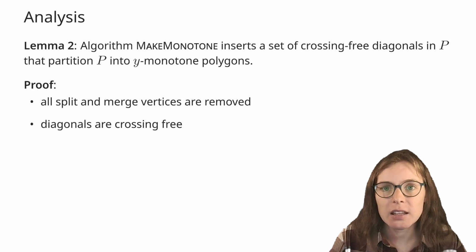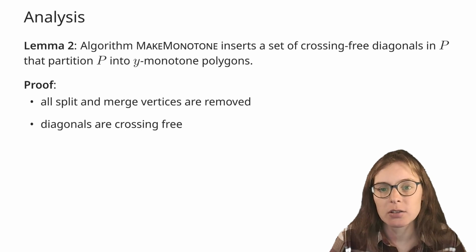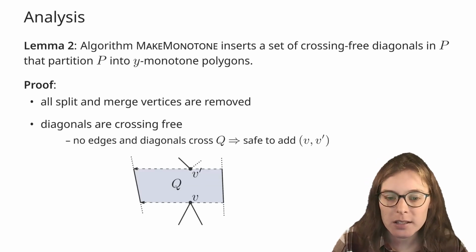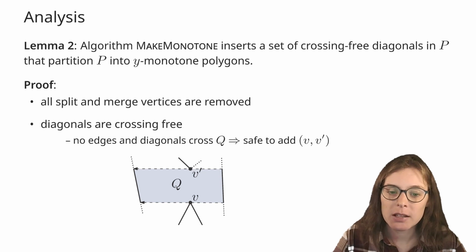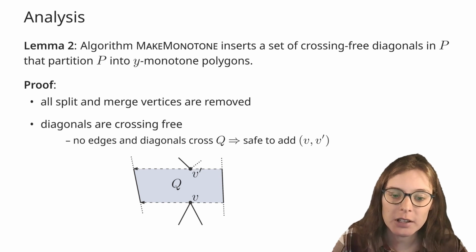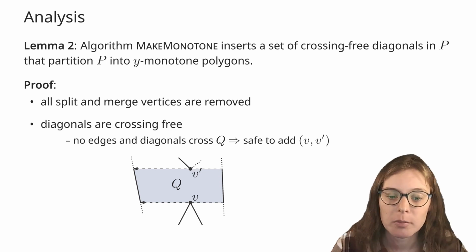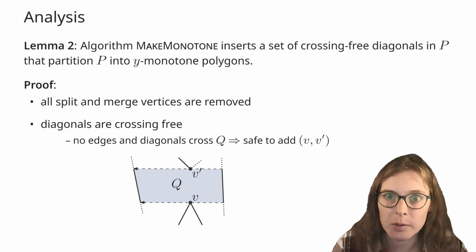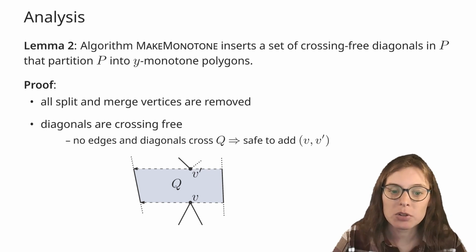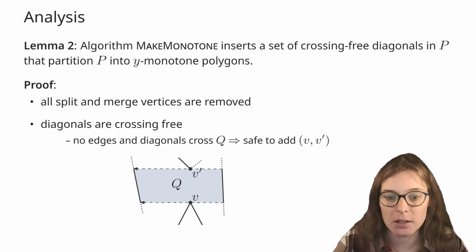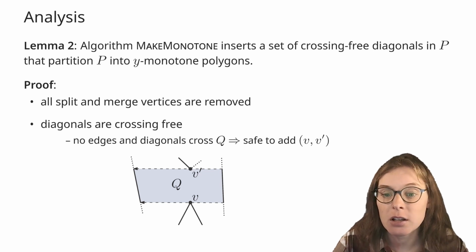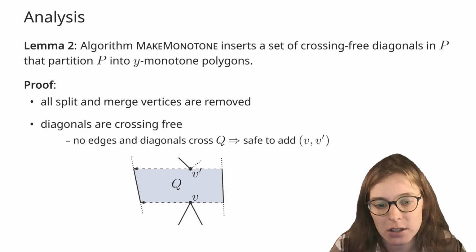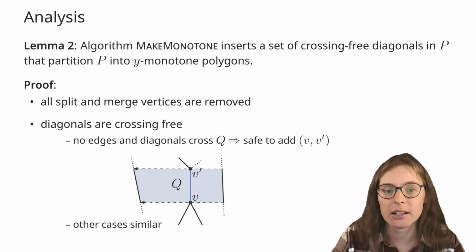To prove the second claim, we're just gonna do the case analysis. Consider the first case where V is a split vertex and V prime is the merge vertex, and we insert the diagonal V prime. Because V is the next event following the processing of the point V prime, trapezoidal area Q is empty, and thus inserting the diagonal V prime cannot introduce any crossings. The other cases are analogous.